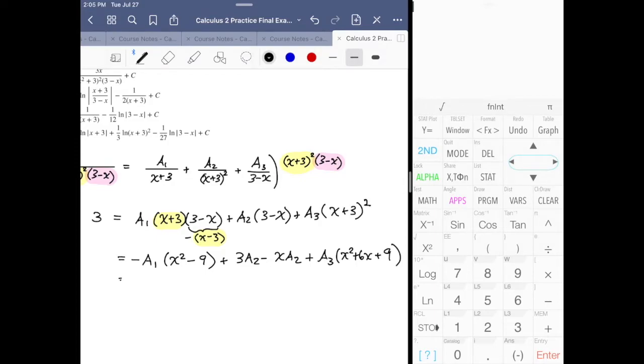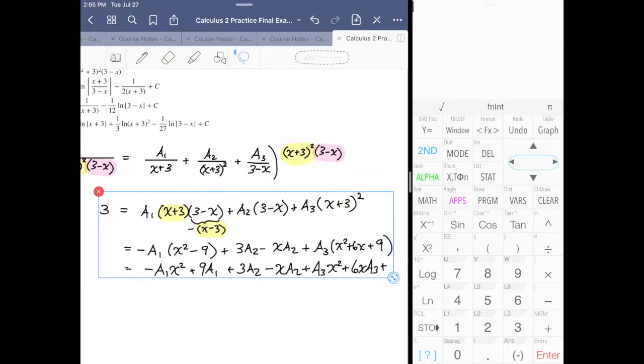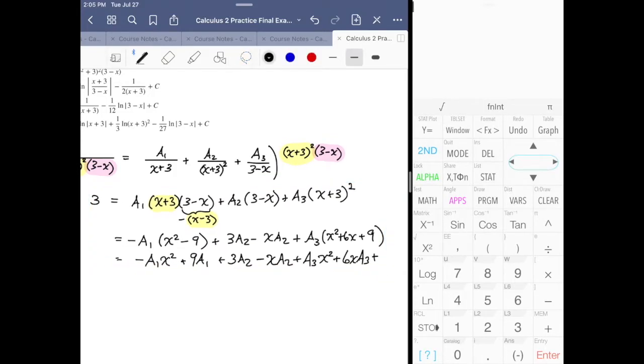A little bit more distributing. Negative a sub 1 x squared plus 9a sub 1 plus 3a sub 2 minus x a sub 2 plus a sub 3 x squared plus 6x a sub 3 plus, shift it over. Actually, I'll shrink it down a little bit. Just a little bit. So then 9a sub 3.